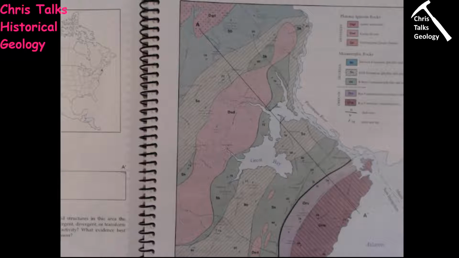Alright, then there's question 5. Are the rocks and structures in this area the products of convergent, divergent, or transform margins? Once again, we've discussed this in the past, so we're not really going to worry about it too much. In order to deal with this problem, I am going to grab myself a post-it.